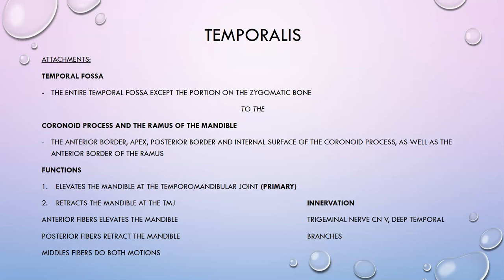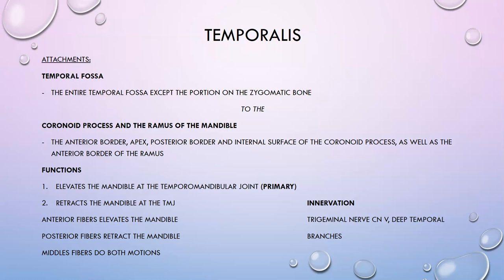So this muscle proximally attaches to the entire temporal fossa, except the portion of something called the zygomatic bone. From there, it goes to components of the mandible, which is the bone that moves at the lower jaw, and that is called the coronoid process and the ramus of the mandible.